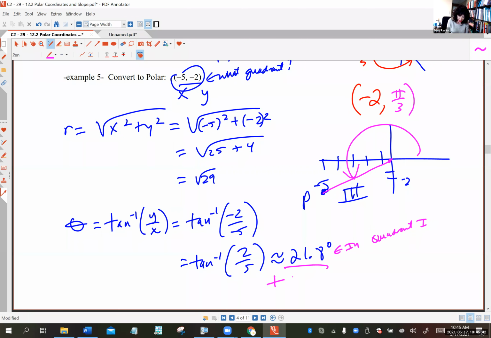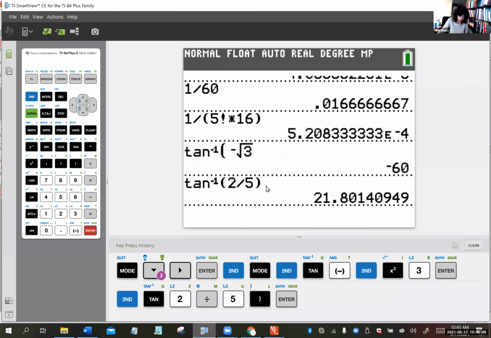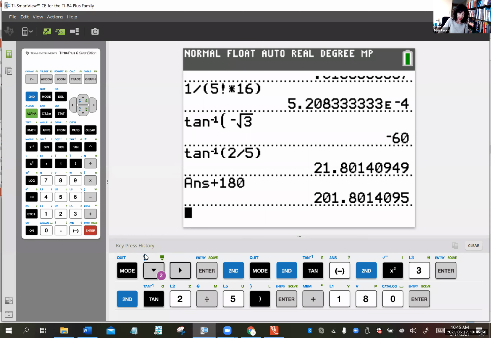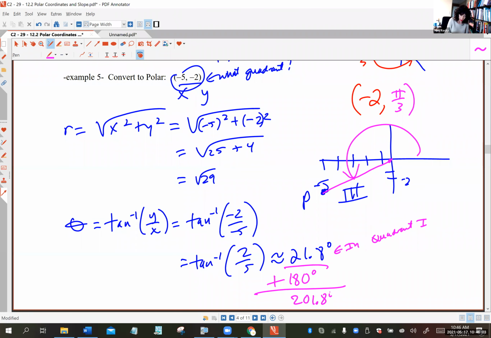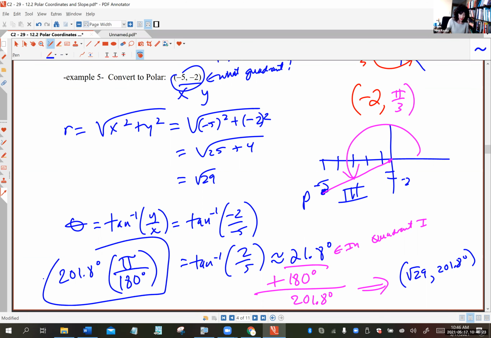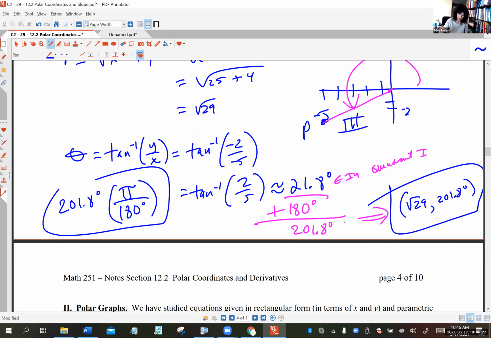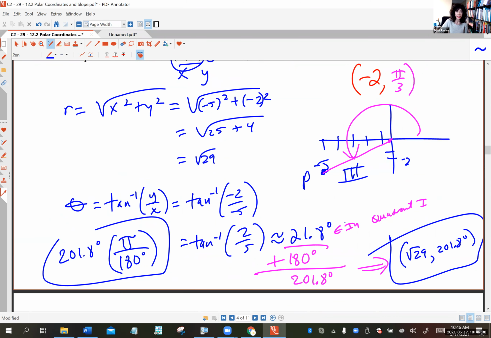So what we need to do is add 180 degrees to this, and then we'll have the right answer. So go back to your graphing calculator and add 180 to this answer. That's the correct answer, 201.8. Okay, final answer: when I rewrite it in ordered pair format, I will have square root of 29, and I'm not going to convert this to radians because it's just too weird. You can. You guys all know how to convert to radians, right? You would use the conversion that 180 degrees is the same as pi. You'd multiply this and convert it to radians. I'm not going to do that though. Let's just leave it. So 201.8 degrees, roughly.